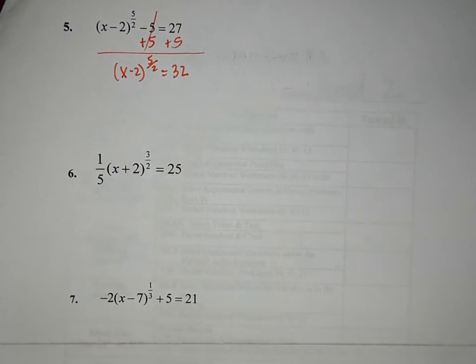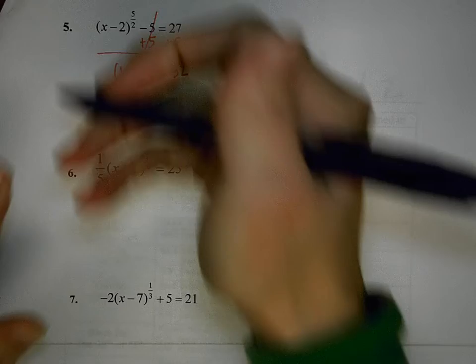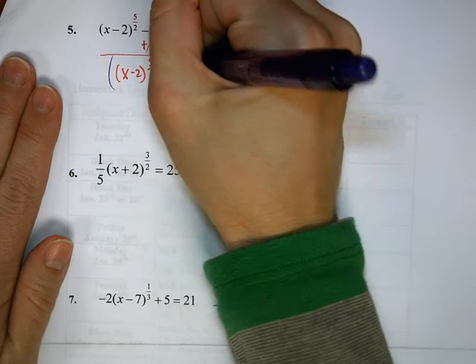Am I going too fast? Okay, how do I get rid of the 5/2? Reciprocal, which would be 2/5 to both sides.